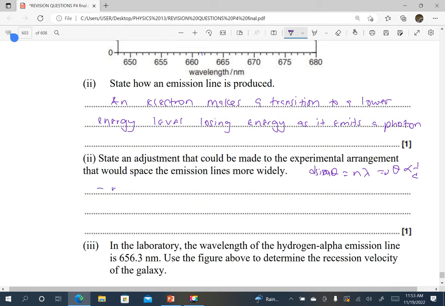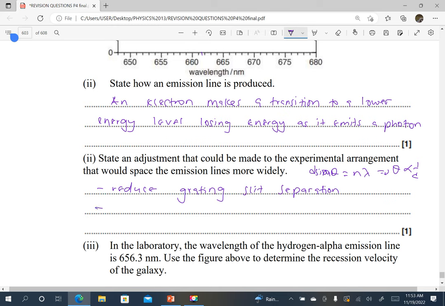So number one, reduce the grating slit separation.